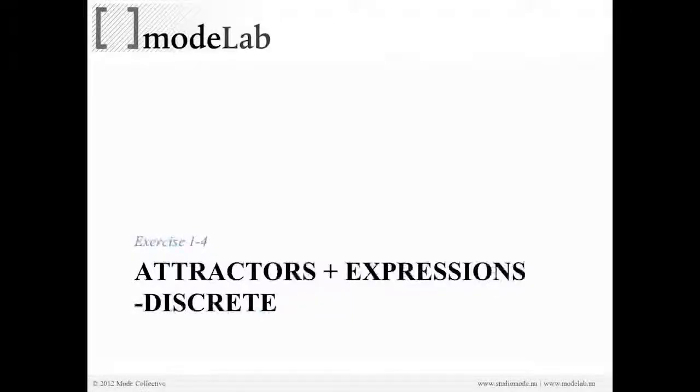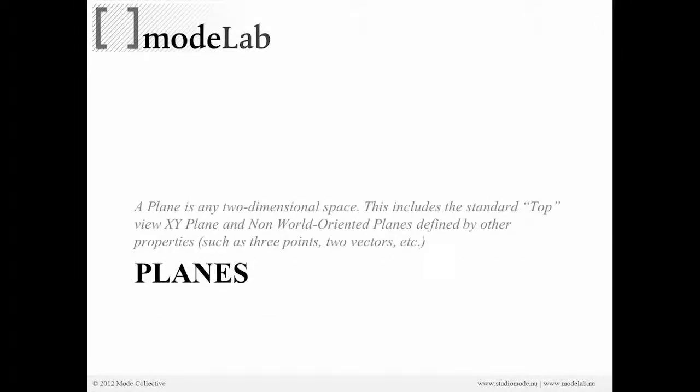All right, so now what we're going to do is take that same kind of setup with the attractors and expressions and look at how we might create discrete elements from them. The way we're going to do this is we're going to have to move from vectors to planes. And a plane is a two-dimensional space.